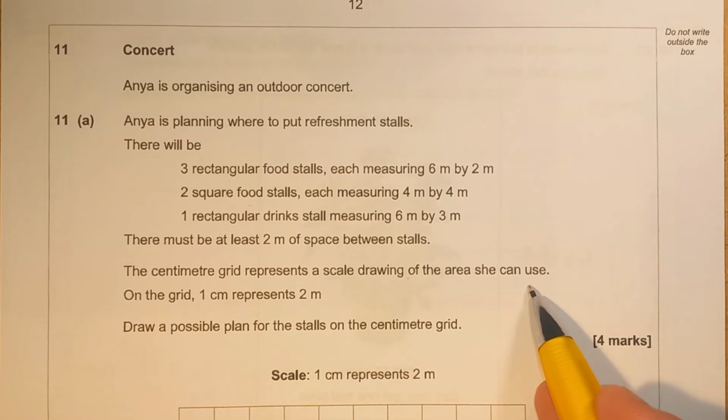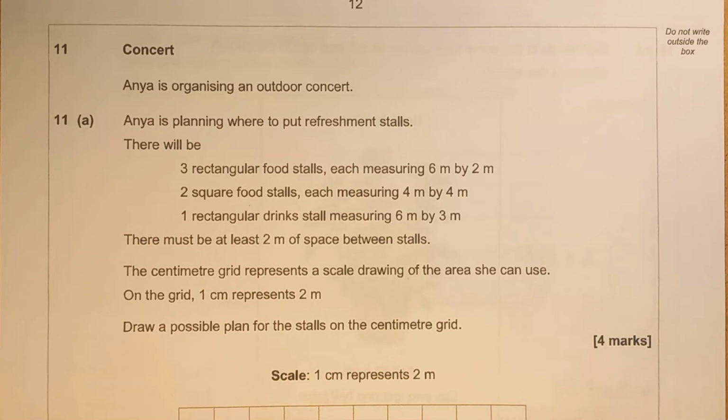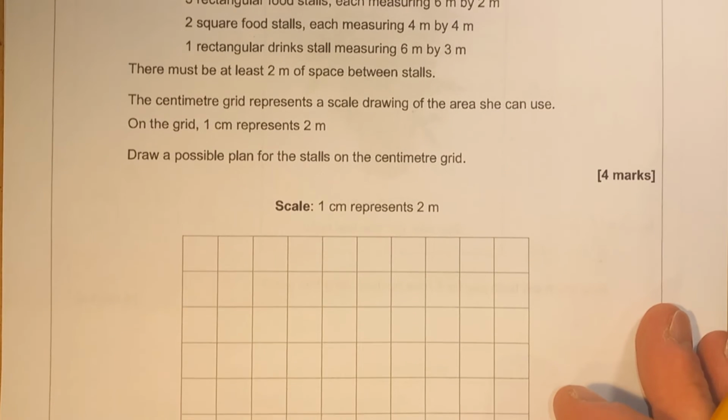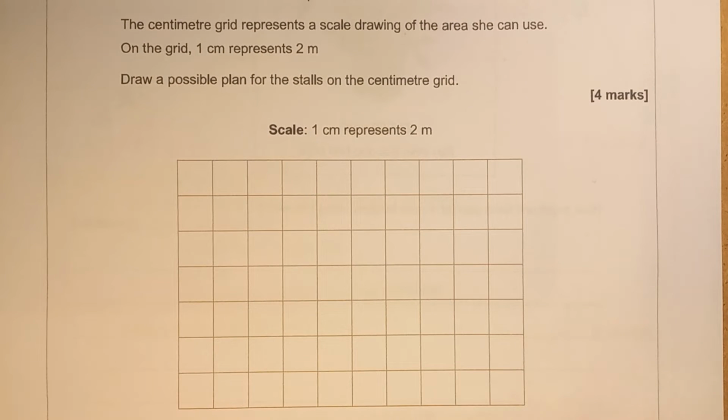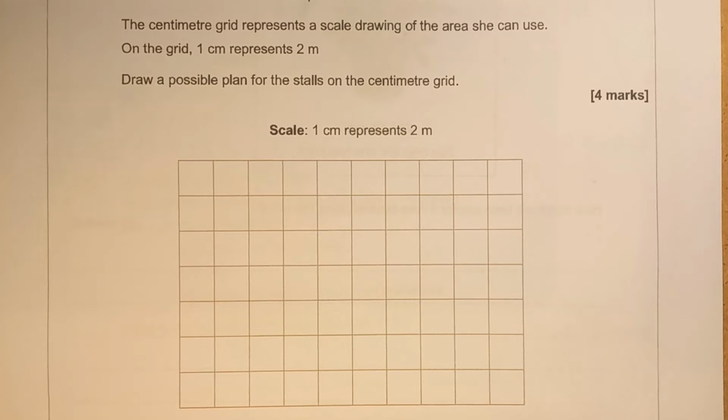The centimetre grid represents a scale drawing of the area she can use. And that's down here. On the grid, 1 centimetre represents 2 metres. Draw a possible plan for the stalls on the centimetre grid.